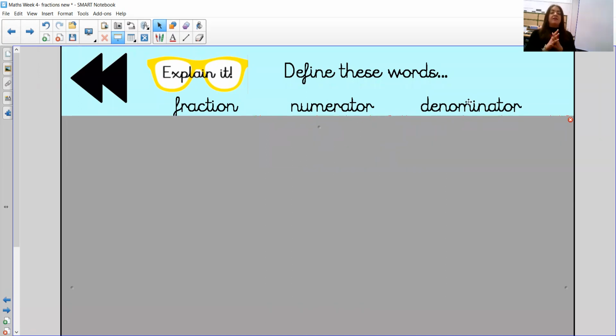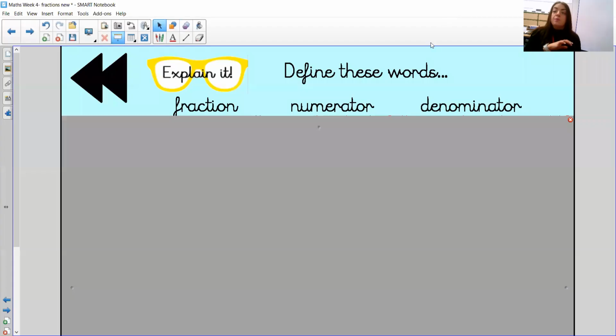We are going to think about these three words. So we've got fraction, we've got numerator, and we've got denominator. So explain it, glasses on. Can you explain to me what those three words mean with your knowledge of fractions? Okay, we did do these yesterday, so hopefully they will be fresh in your brains. So can you remember any of the STEM sentences or questions that we might have used to help you remember these? Once you've written those three down, you can come on back and we'll get started with our learning for today.